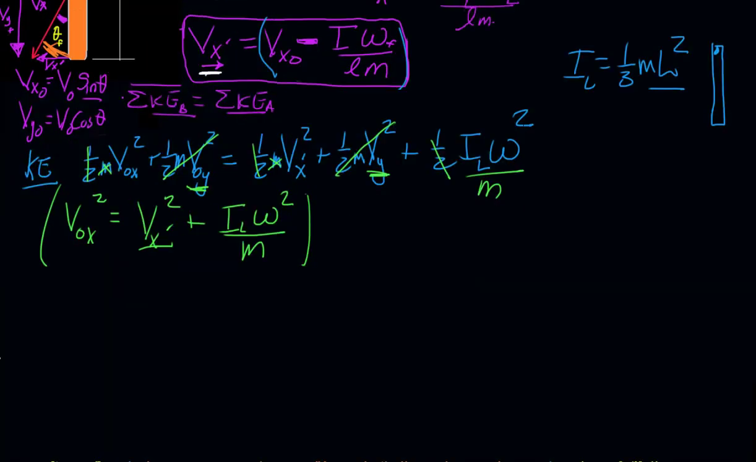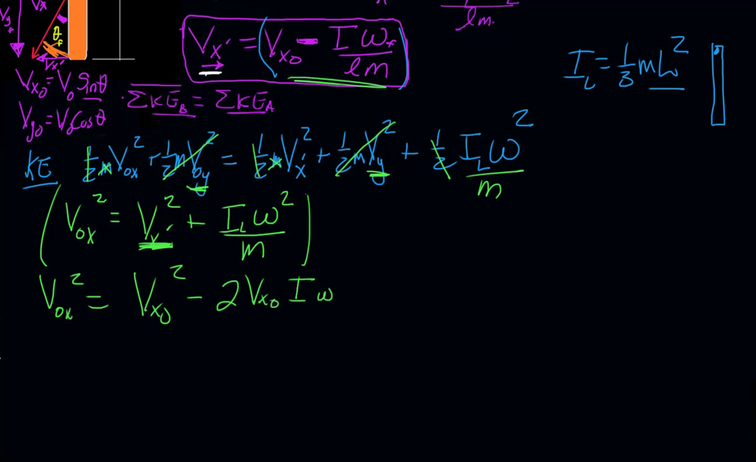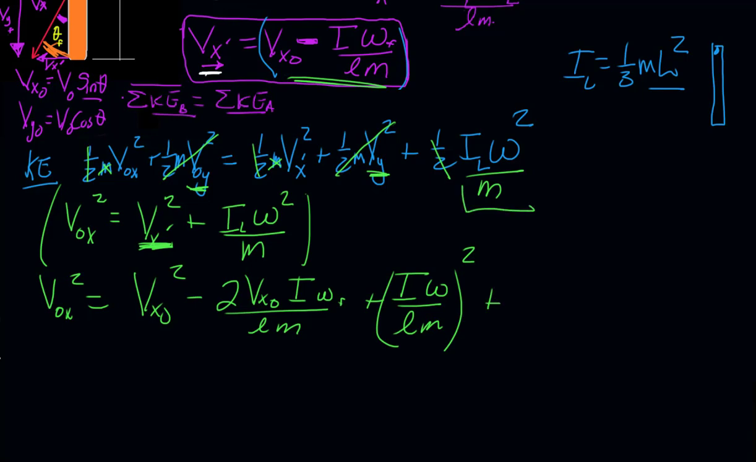So doing that, this will become V0x squared is equal to this squared, which is all of this here: Vx0 squared minus 2 Vx0 I omega on L m plus I omega on L m all squared. And then we still have this term here, so plus I L omega squared on m. Now looking at this, we have the same two terms on both sides, so we can cancel these out, and that'll leave this equal to 0.